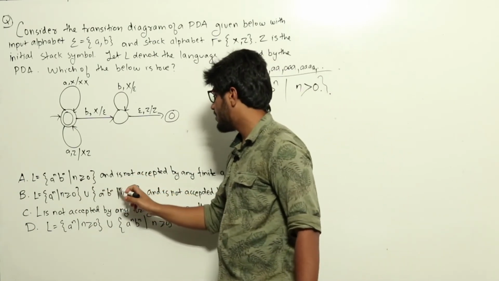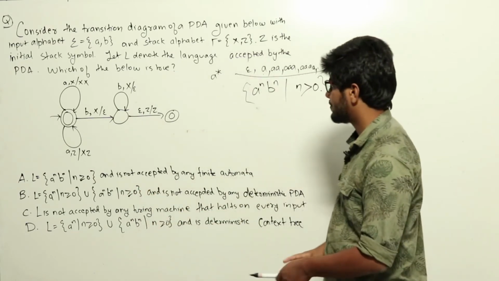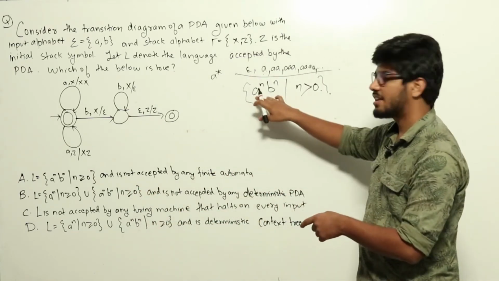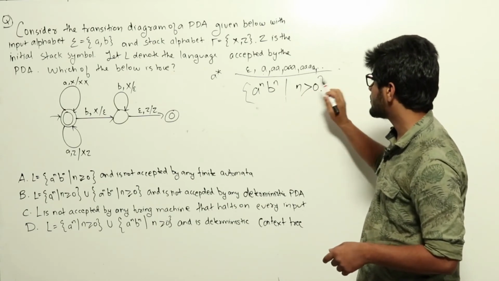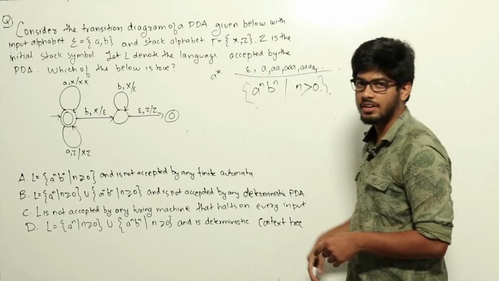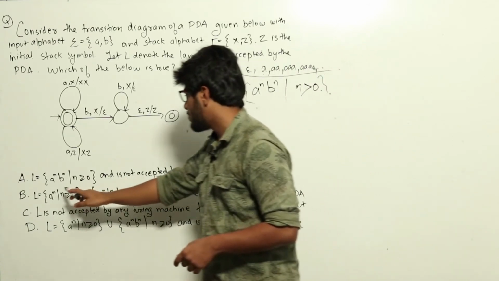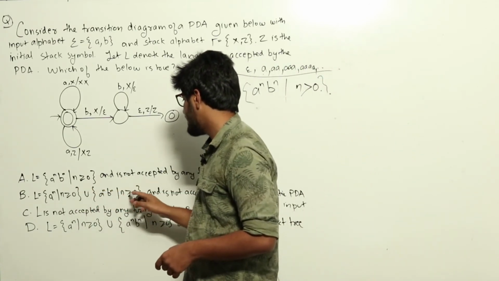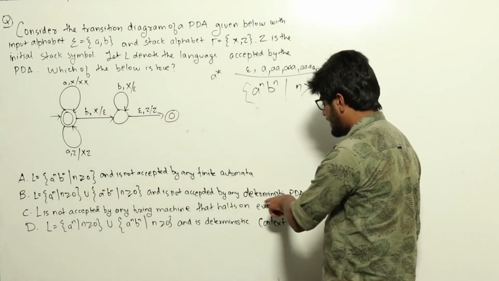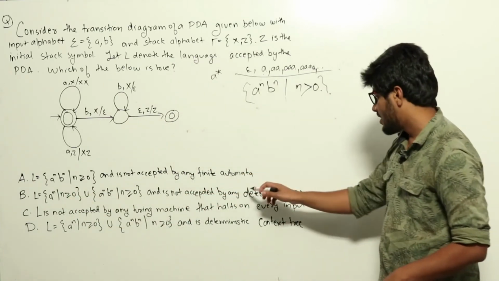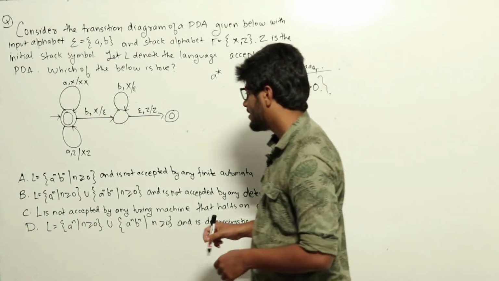Union a power n, b power n such that n is greater than or equal to 0. Now this part was generating a power n, b power n with n greater than 0. But if n is equal to 0, this is nothing but epsilon, that's already covered here. So this is fine. A power n, b power n such that n is greater than or equal to 0, union this is fine, and is not accepted by any deterministic push-down automata. Now this part of the statement is false.